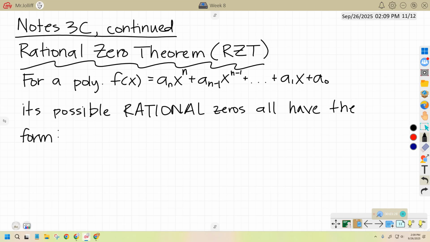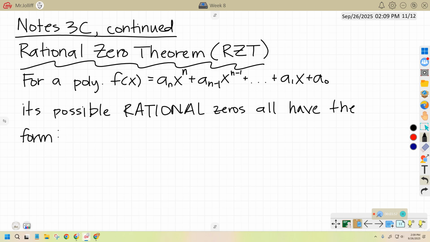Before I give you that form, we need to talk about that sentence. I just said they all have the same form, and then I'm going to write the form. But before I write what that same form is, we need to figure out what that word in capital letters means.